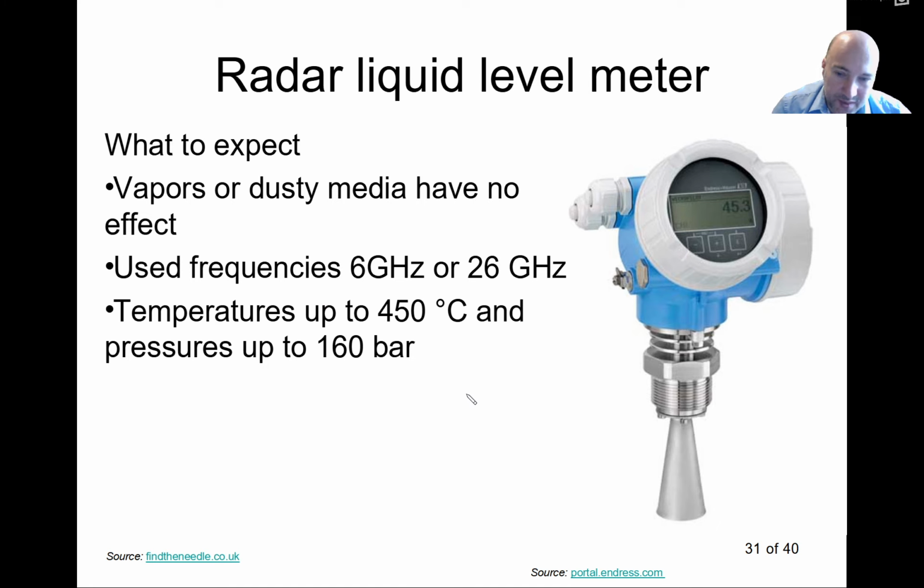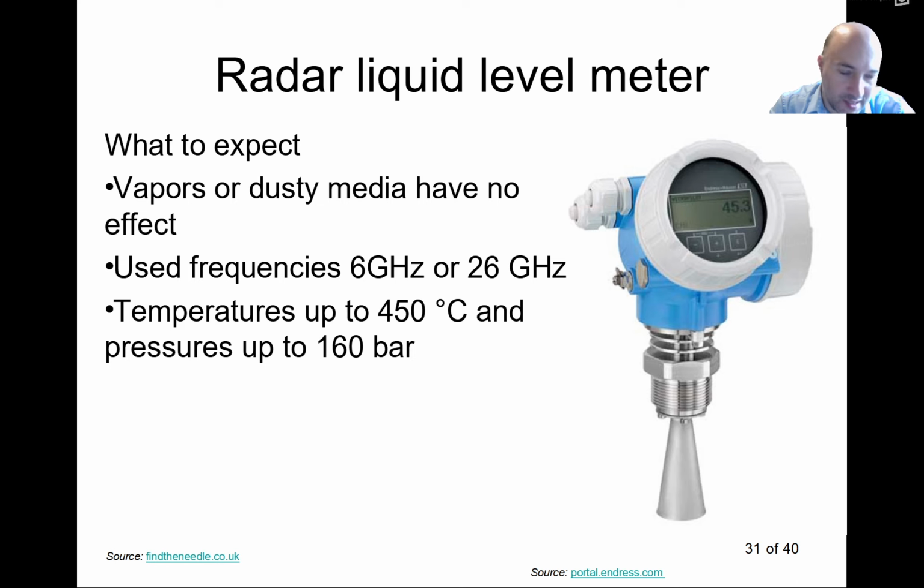So what can we expect? It will be very good if we have some vapors or dust around our liquid. This will typically have no effect on the measurements. Now the frequencies used are in the order of a few gigahertz. So here you see two bands that are typically used for liquid level meters.